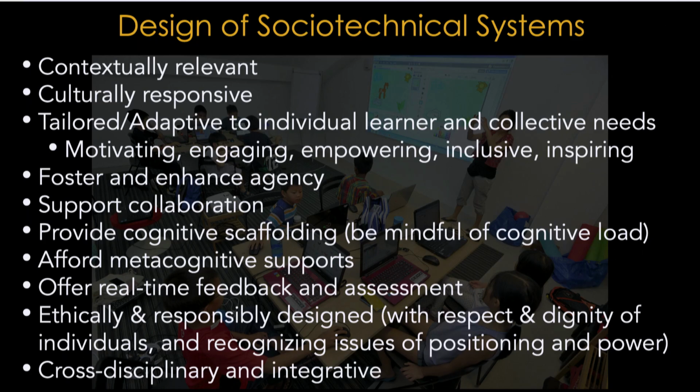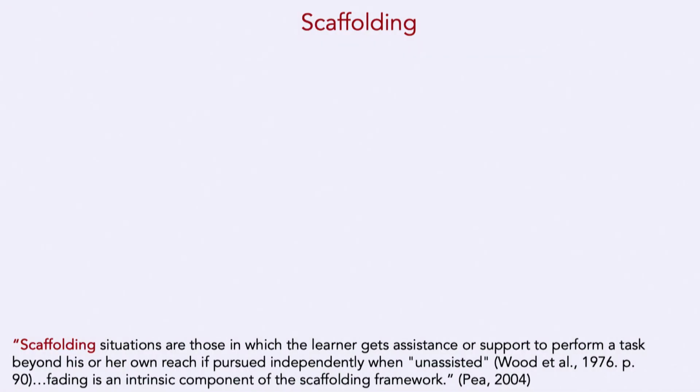In the interest of time, I'll discuss a couple of ideas in more detail. The first is this idea of scaffolding. Basically, it's situations in which the learner gets assistance or support to perform a task beyond his or her own reach if pursued independently, unassisted. Fading is an intrinsic component of the scaffolding framework, which means as learners become more competent, you need to provide less and less support. It's very key.